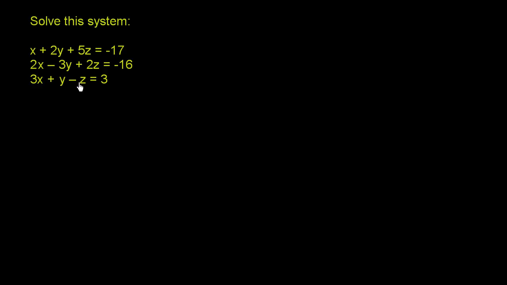And then if you were to scale it up by 5, you'd have a negative 5z here, and then that could cancel out with that 5z over there. So let's try to eliminate the z's first. Let me start with this equation up here. I'll just rewrite it. So we have, I'll draw an arrow over here, x plus 2y plus 5z is equal to negative 17.